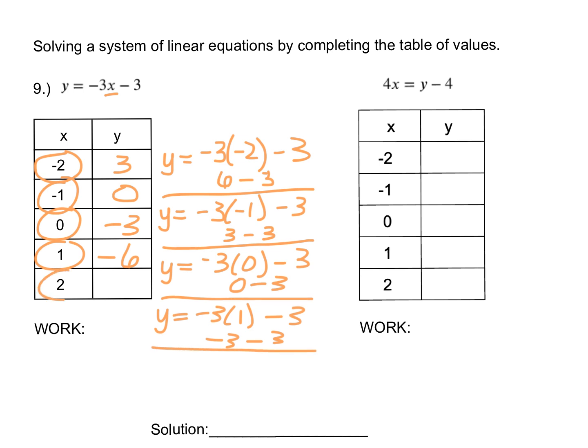And then the last x value to sub in is 2. So -3 times 2 minus 3. -3 times 2 is -6. And -6 minus 3 is -9. All right, moving on to our second equation.